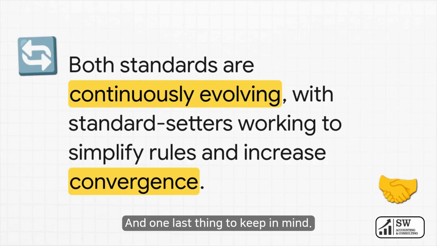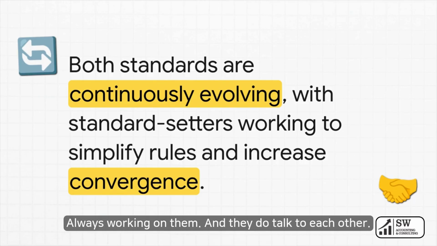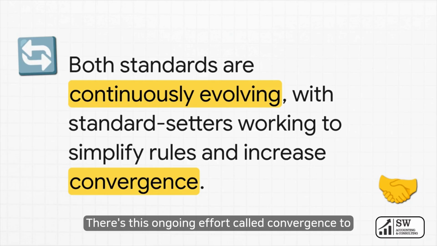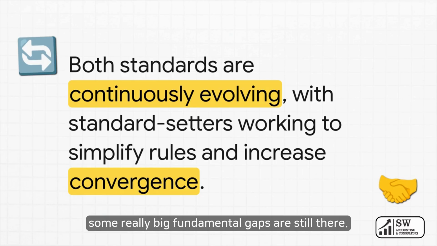And one last thing to keep in mind. This is a moving target. The people who write these rules are always tweaking them, always working on them. And they do talk to each other. There's this ongoing effort called convergence to try and bring the two systems closer together. But as we've seen today, some really big fundamental gaps are still there.